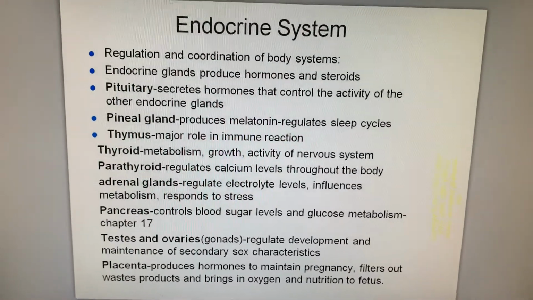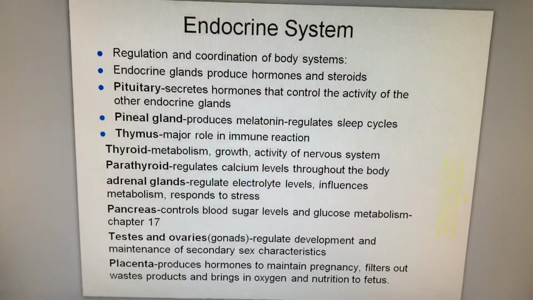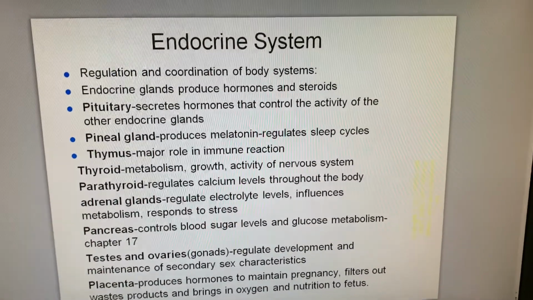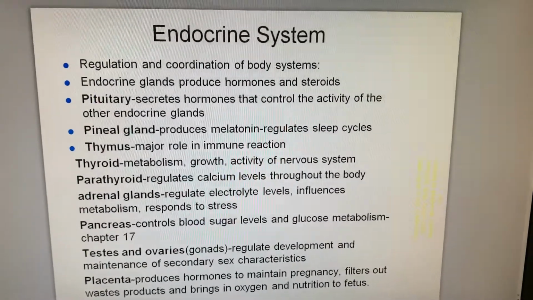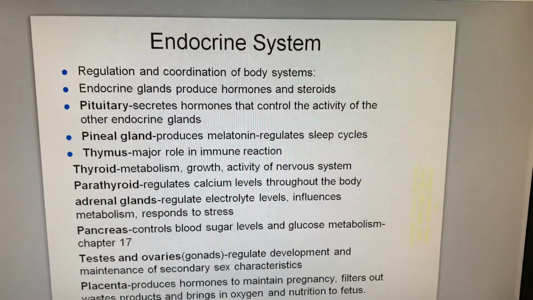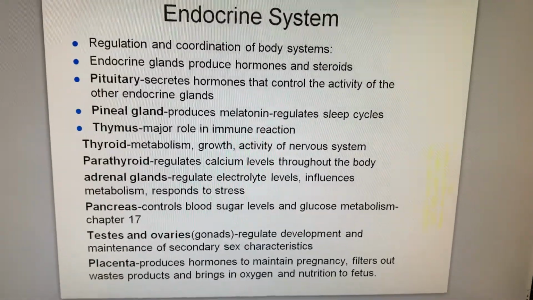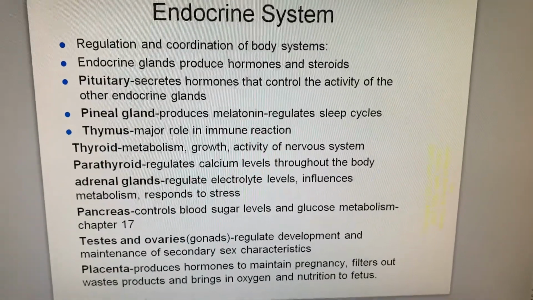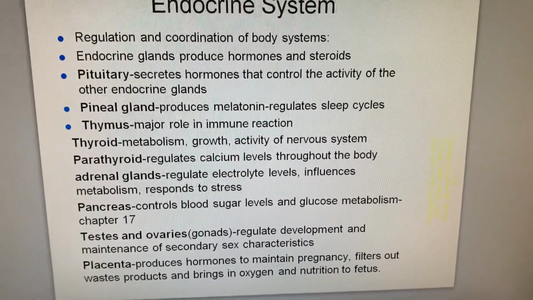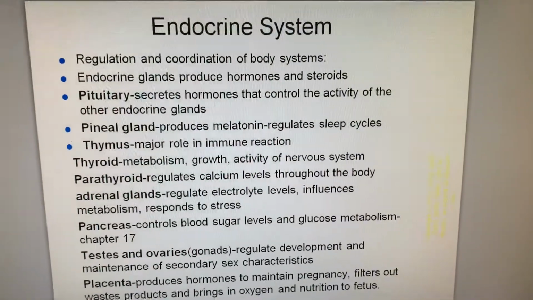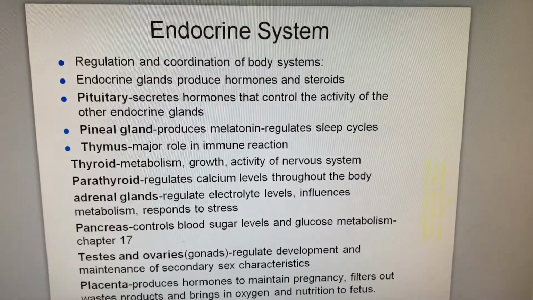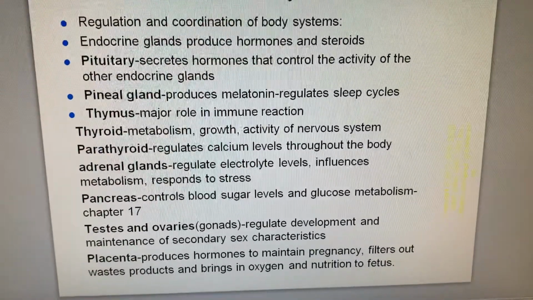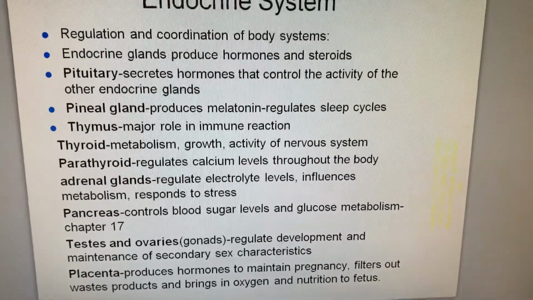So just as sort of a brief recap of the endocrine system, we know that the endocrine system is for regulation and coordination of the whole entire body. If your endocrine system isn't working right, you're going to have all sorts of issues all over the body. And so it is what we refer to as our endocrine glands that produce our hormones and our steroids. And endocrine has to do with the fact that they're all made to work in the body, as opposed to exocrine glands where things are excreted outside of the body.